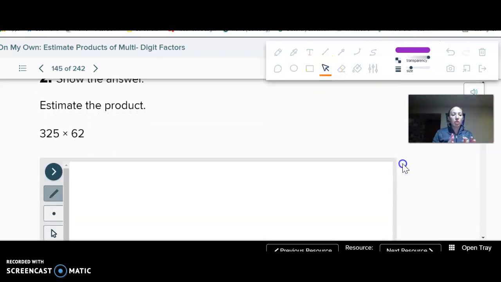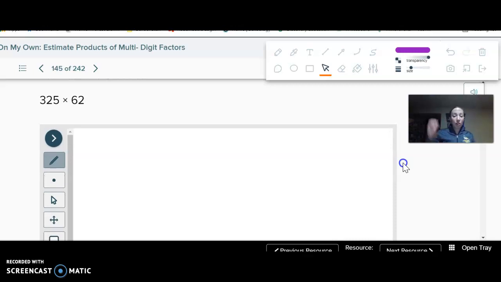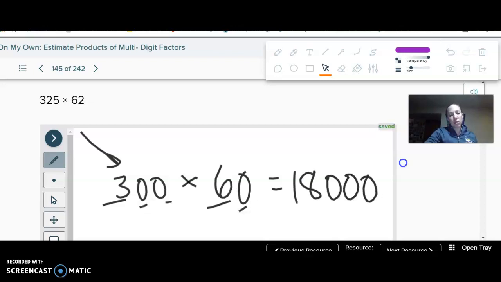All right, estimate the product, 325 times 62. All right, hope you got it. If you chose different compatible numbers and you got a different answer, you could still be right. Just keep in mind, you can always call me over if you're wondering, did I do a good job estimating, even if you got a different answer? So I would round 325 to 300. 62, I'd round to 60. Multiply 3 times 6 is 18. 1, 2, 3 zeros.